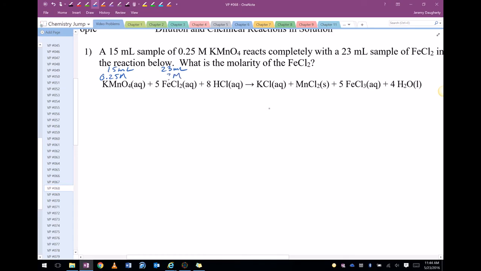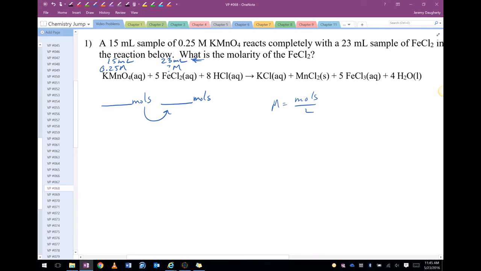So in order to find molarity, what do I need to know? I need to know moles, and I need to know liters. Well, I have the liters right there. Right, 23 milliliters, that's how much of that I have. What I need to know is the moles. So I need to find moles. Right? How am I going to get that? Well, the only other information I have is right here, so I can go from moles to moles.